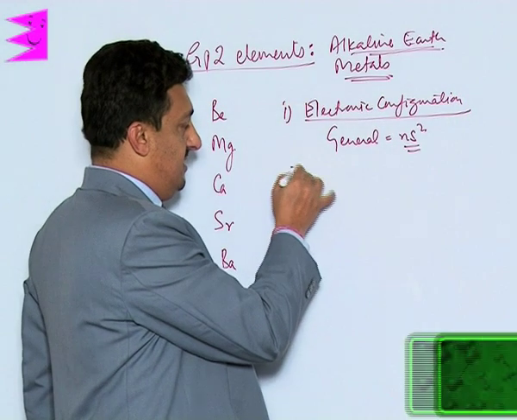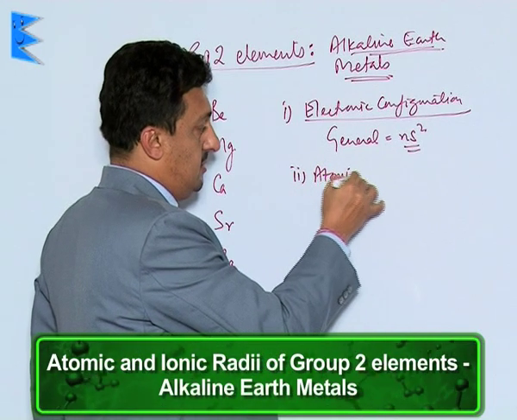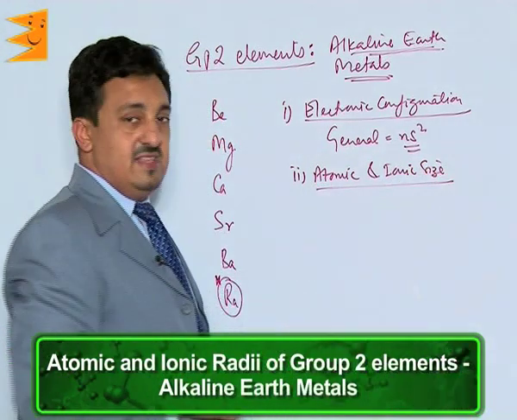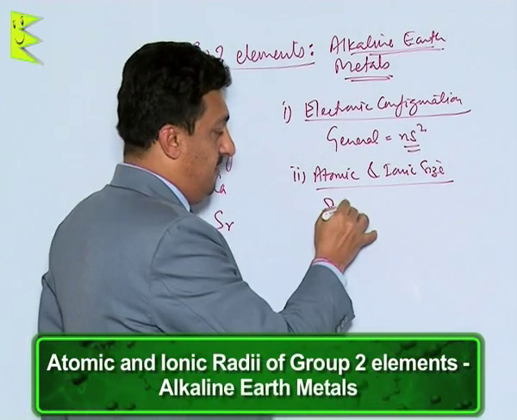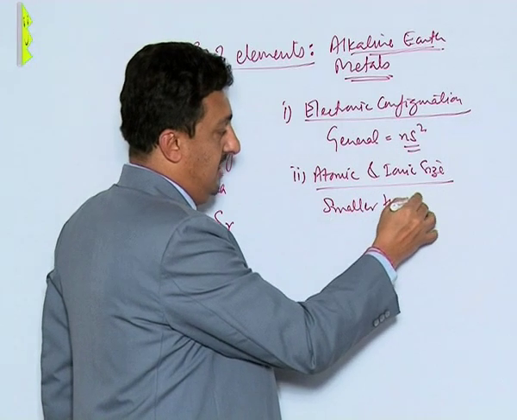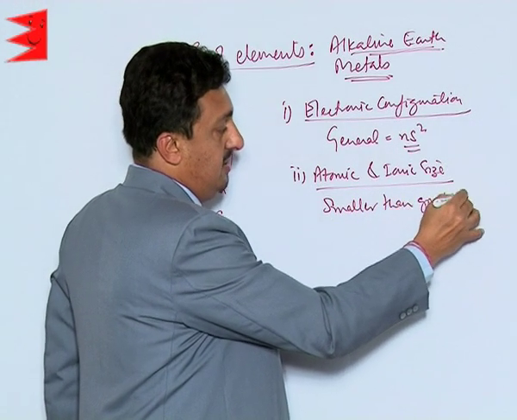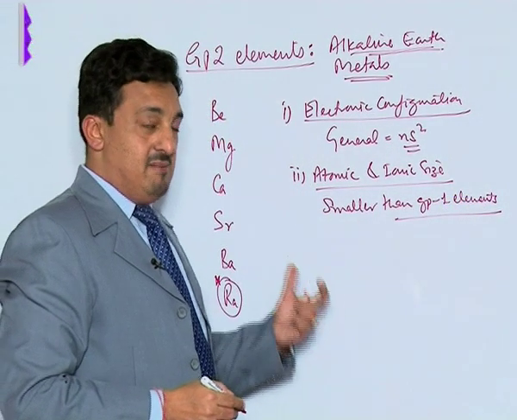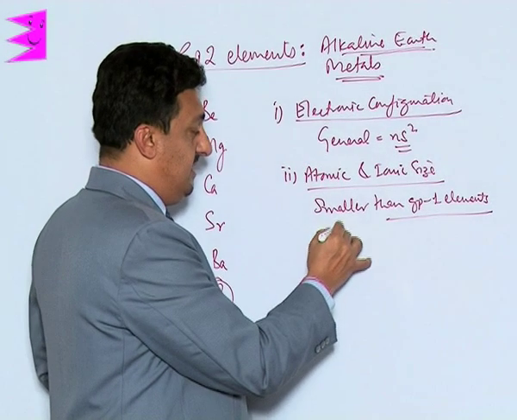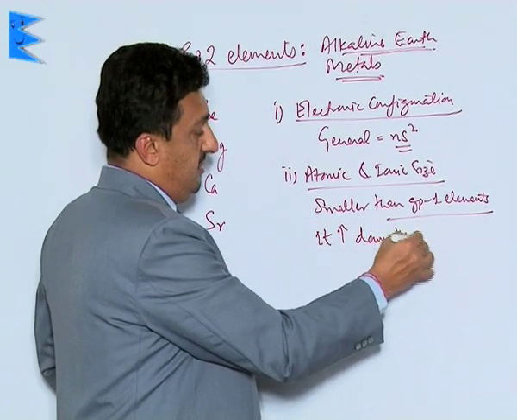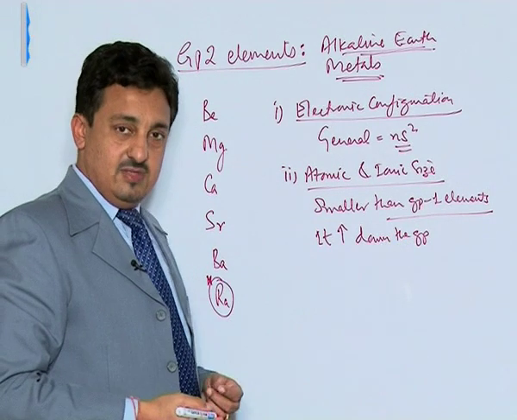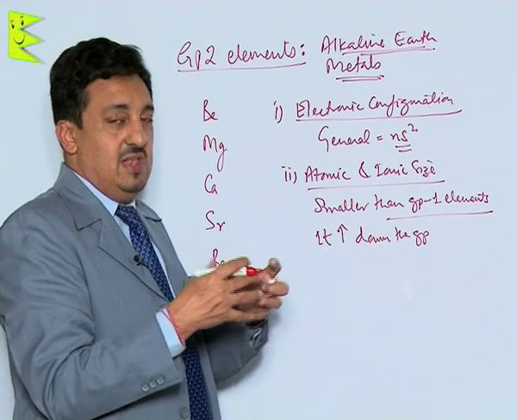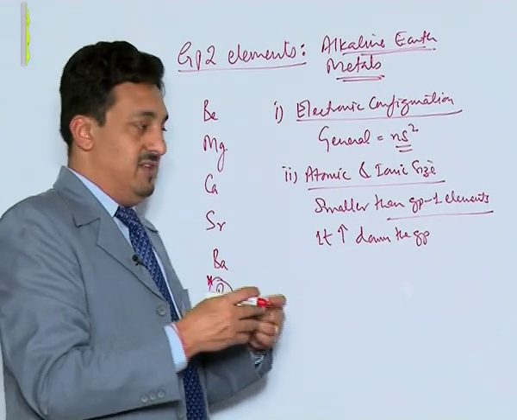Now let us discuss their atomic and ionic size. Their atomic and ionic size, when compared with group 1, is smaller than group 1 elements. That's most important. But remember, size increases down the group, as usual. Why is the size smaller? Because the nuclear charge is stronger, so the electrons are pulled with much greater force. That's why their sizes are smaller.